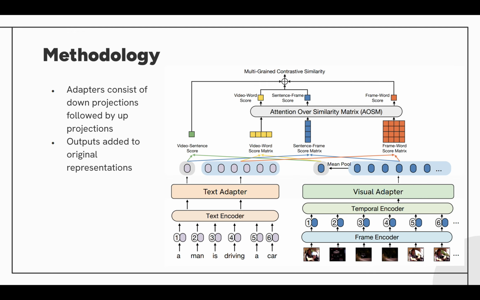So as you can see here, we have the text encoder as well as the temporal encoder, which feed into our text adapter and visual adapter, which then feed into the AOSM module. So these adapters consist of a down projection followed by an up projection, and the outputs of these adapters are added to the original representations.